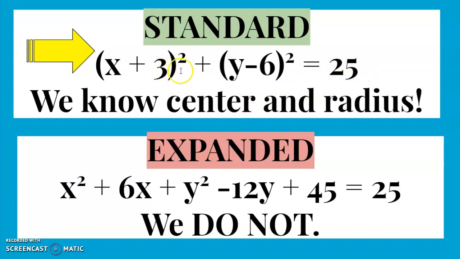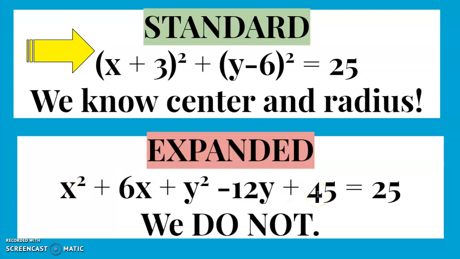Our center is -3, 6, and our radius is 5. We learned this in lesson 6.3. But our expanded circle equations, in which we expand these factors, do not provide us our center and radius, and we cannot graph this circle.